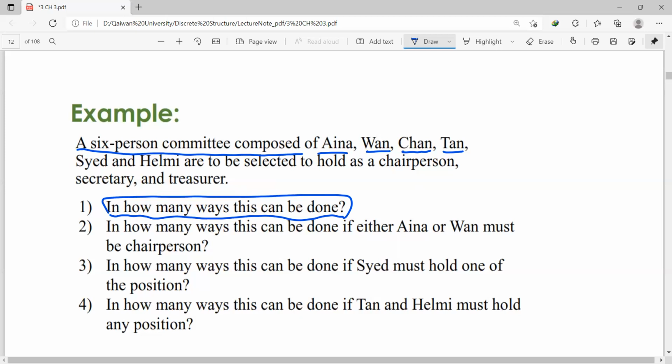Because this is successive, we have 3 successive tasks, so that's why we use multiplication. And for the first question, it says, in how many ways this can be done? That means in how many ways we can choose 3 of them for the 3 positions.